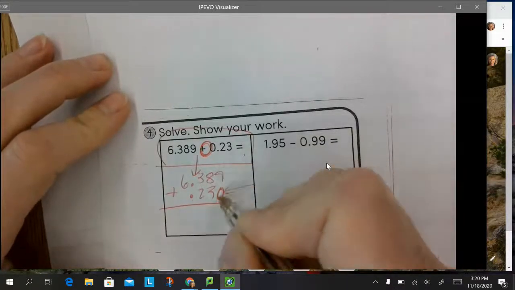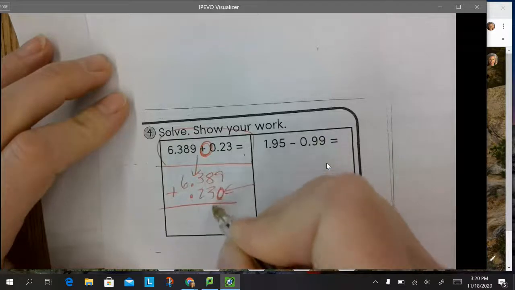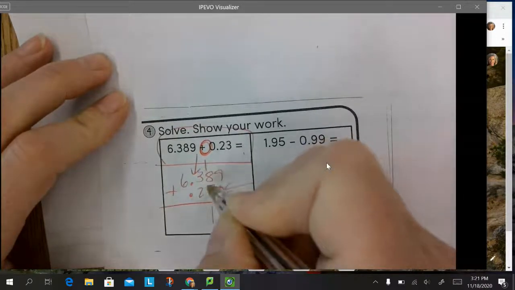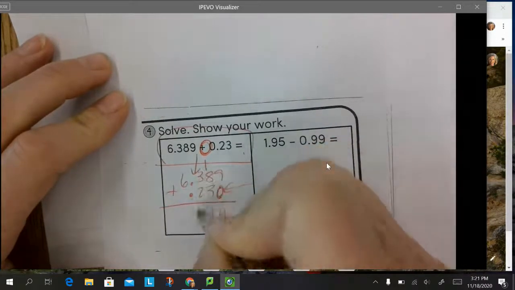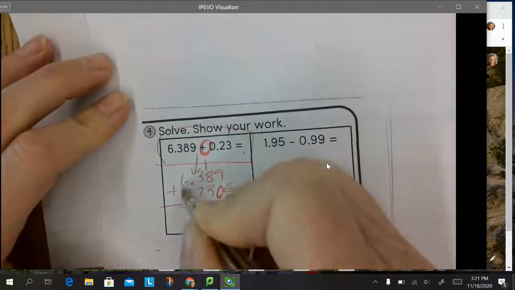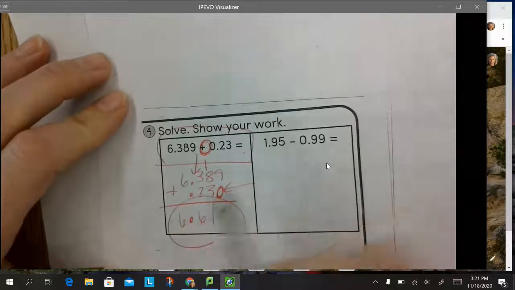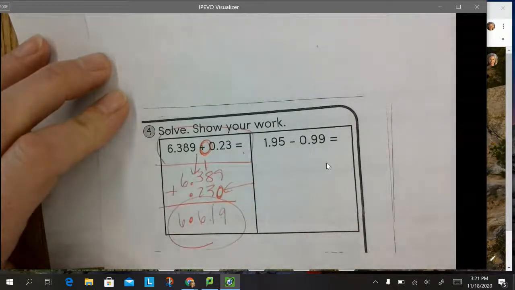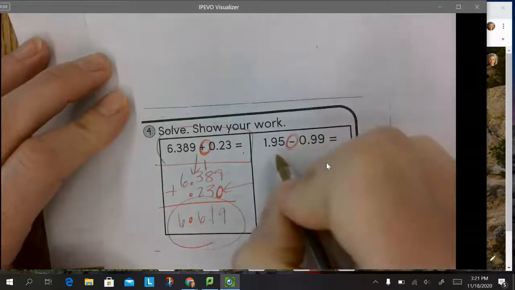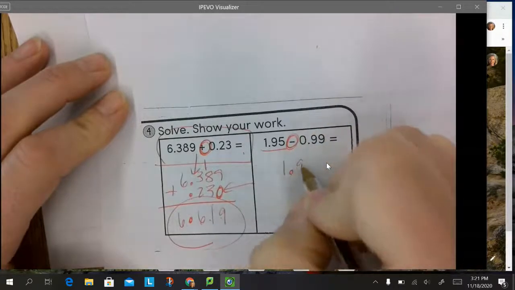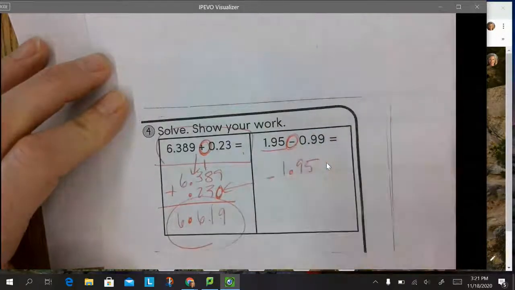So when you add, just add your columns. 9 plus 0 is 9. 8 plus 3 is 11. Carry your 1. 3 plus 2 is 5, plus 1 more is 6. Bring down your decimal and bring down your next number, and your answer should be 6.619. All right, now you're going to subtract.